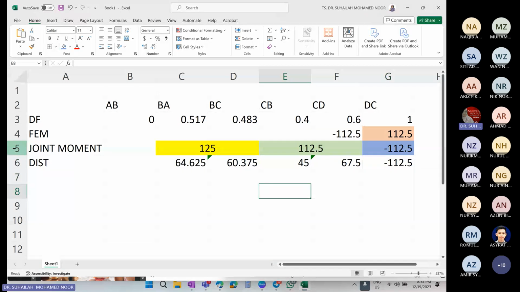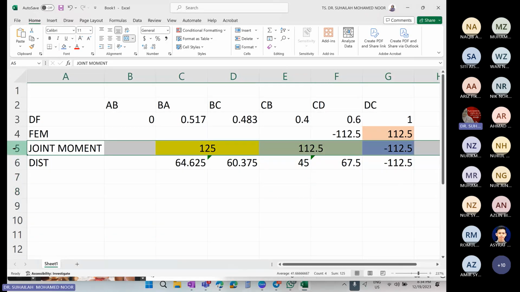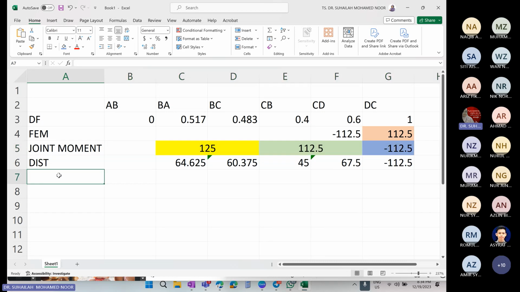And normally without a joint moment in the question, we do not show this in the table. That's why when we put the answer, we change sign. Okay? So this is distribution. After distribution is carry over. In carry over, we have two factors. We have 0.5 and we have 0.